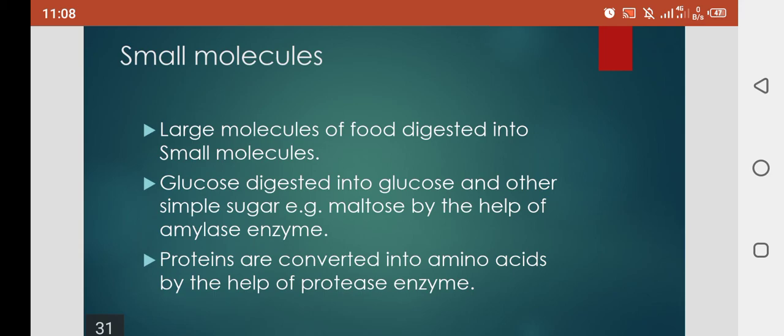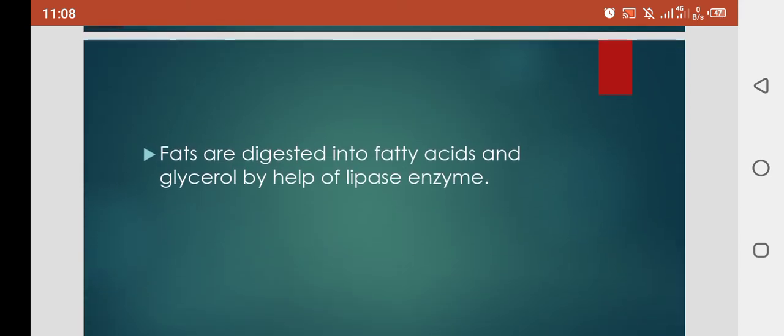So for the digestion of carbohydrates, which enzyme is responsible? Amylase enzyme is responsible. Proteins are converted into amino acids. Clear? Proteins are digested into amino acids by the help of protease enzyme. Then fats are digested into fatty acids and glycerol by the help of lipase enzyme. Clear? Lipase enzyme is responsible for the conversion of fats into fatty acids and glycerol.